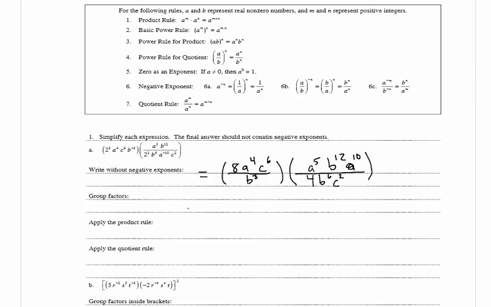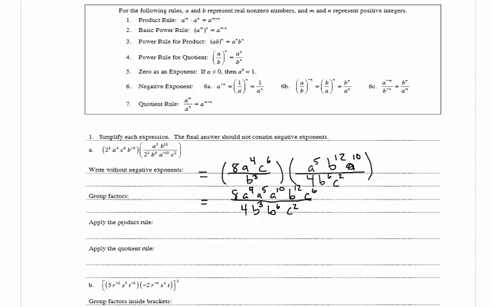And now we want to group our factors, so we have 8 times a to the 4th times a to the 5th times a to the 10th, all divided, times b to the 12th, and then we have c to the 6th, divided by 4 b cubed times b to the 6th times c squared.